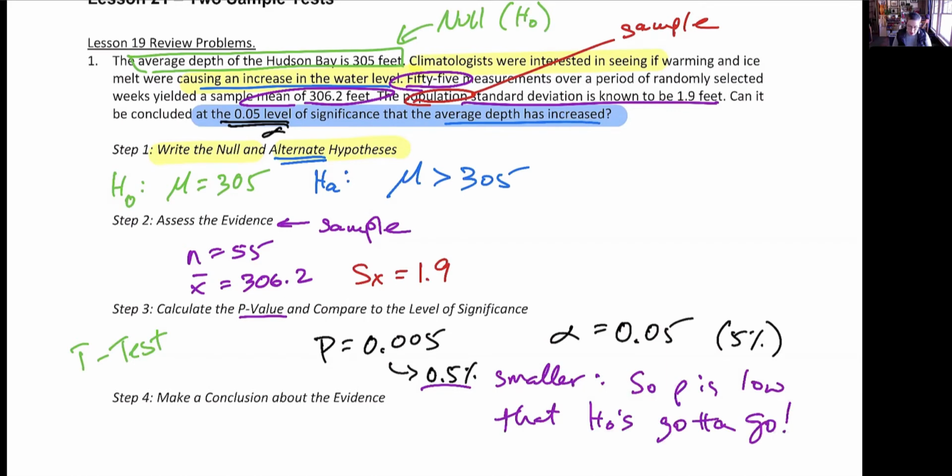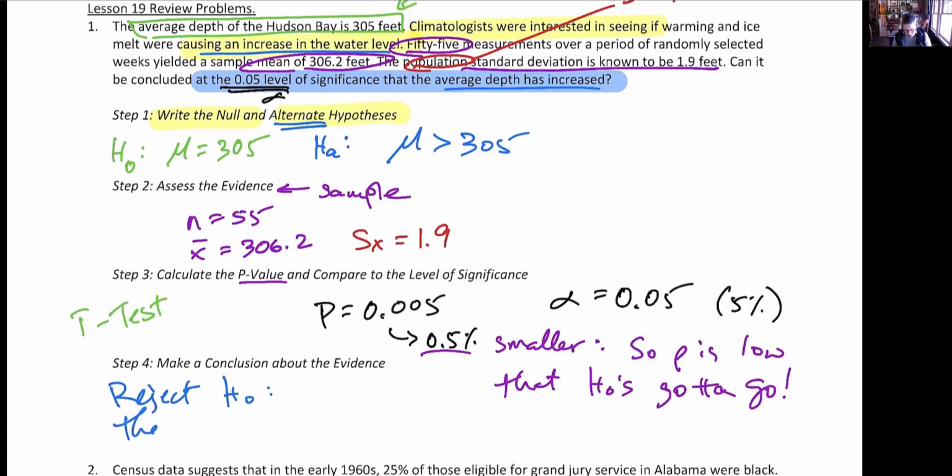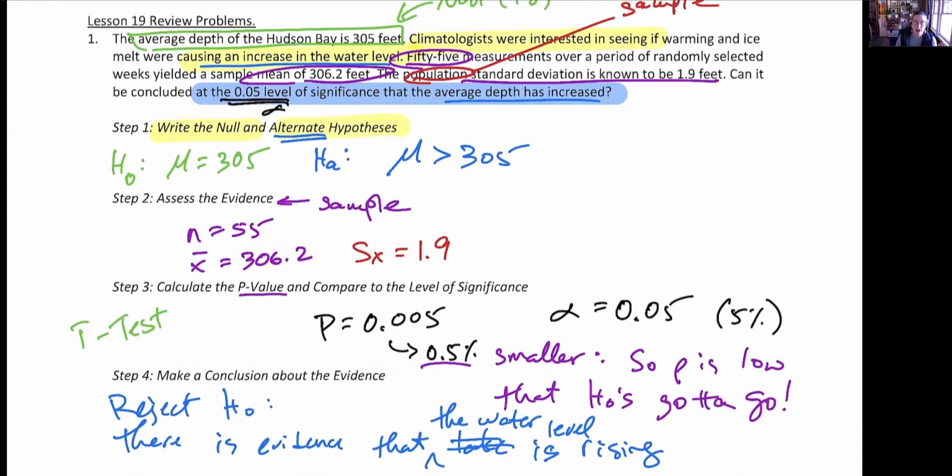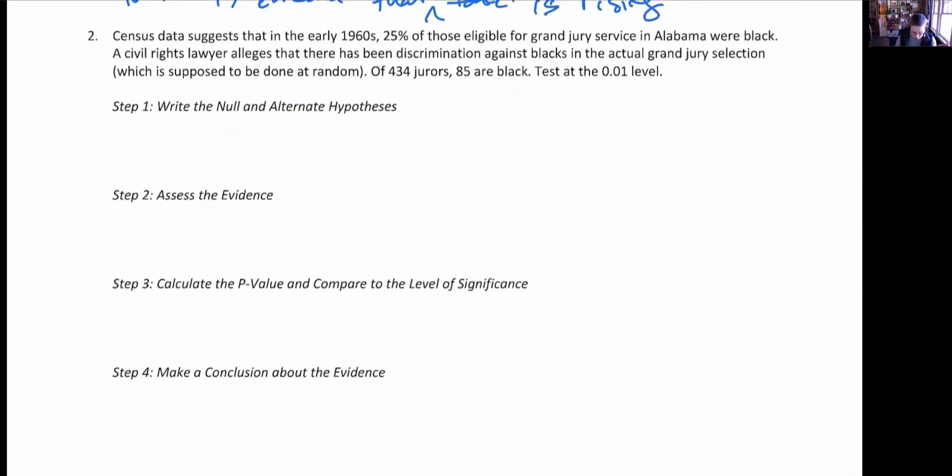Okay, so what that means is my sample does indicate that the depth of the lake has increased. So we reject the H0. There is evidence that the lake is rising. Let's say the water level is rising. Okay, so that is the quick and dirty version of a hypothesis test. You can work on example 2.